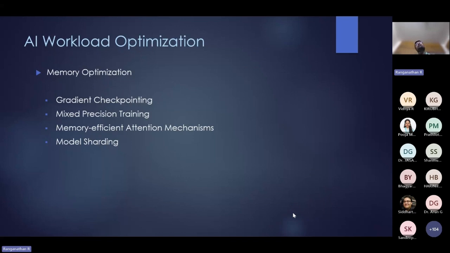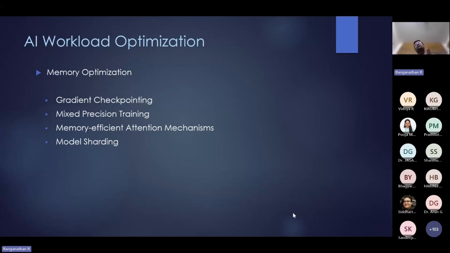And within memory optimization, you have multiple techniques. You have gradient checkpointing, mixed precision training, and memory efficient attention mechanisms. Again, these are various techniques within memory optimization that will help you cut down processing time, bring in a lot of savings, and bring a lot of process efficiency.